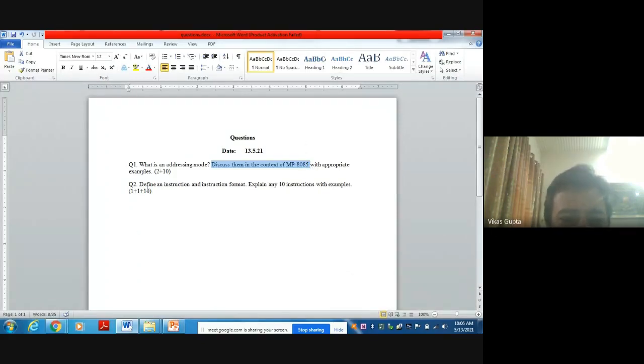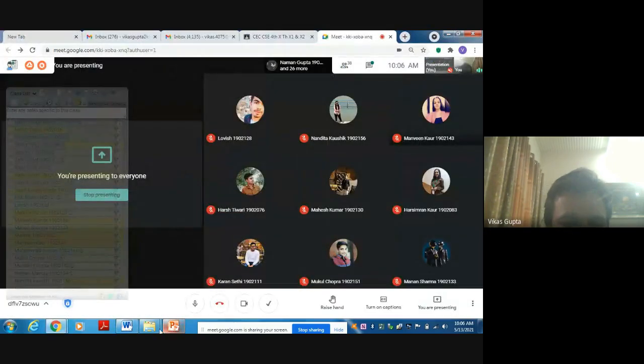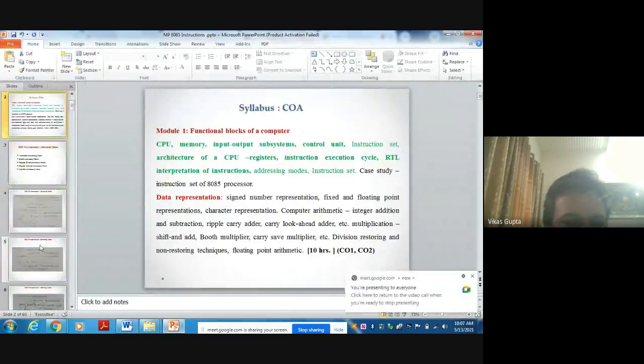And in the same way we can have a second question: define an instruction and instruction format and explain any 10 instructions with example. Here the division of marks is like this, always take care of the division of the marks also. Define an instruction takes 1, instruction format takes 1, and the rest of the 10 marks are for explaining the 10 instructions correctly. So today we are going to study the answers of these two questions. Let me start with the answer of the first question.